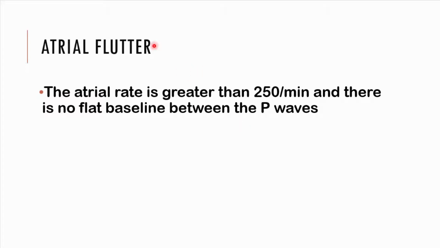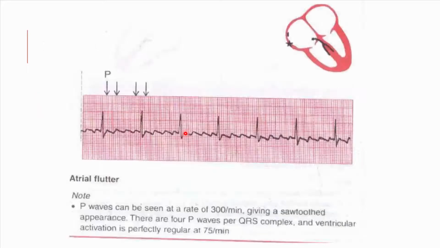Then with atrial flutter, remember that here the atrial rate is much greater than 250, and usually there's no flat baseline between the P waves, so you get kind of like a sawtooth appearance of the P waves, quote unquote. As we can see here, the P waves are being carried at a much faster rate, at about 300 beats per minute, and not all the P waves are being passed to the AV node.